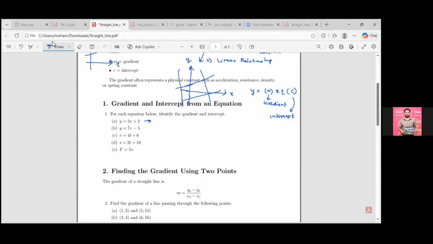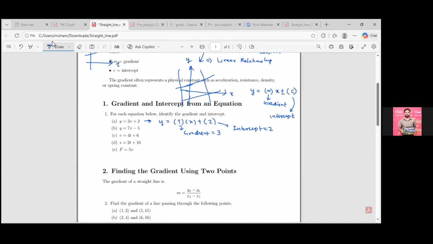So looking at this, you should be able to identify the gradient and the intercept. We can see y equals some constant 3 times x plus some constant 2. So this constant is called the gradient, and the other constant is called the intercept, right?